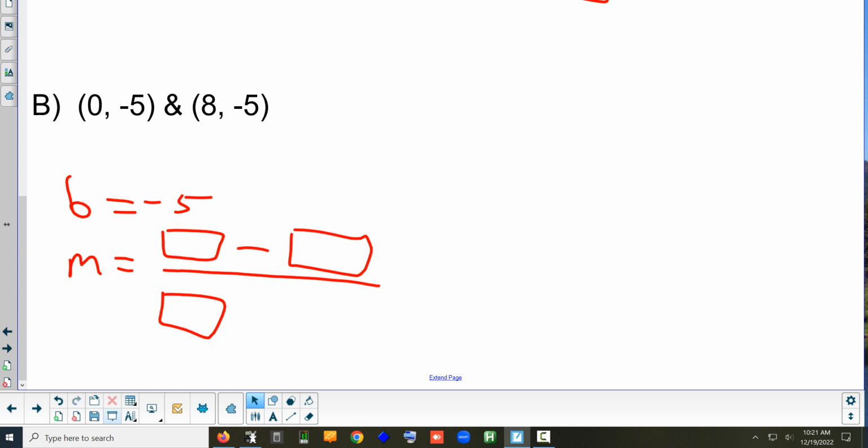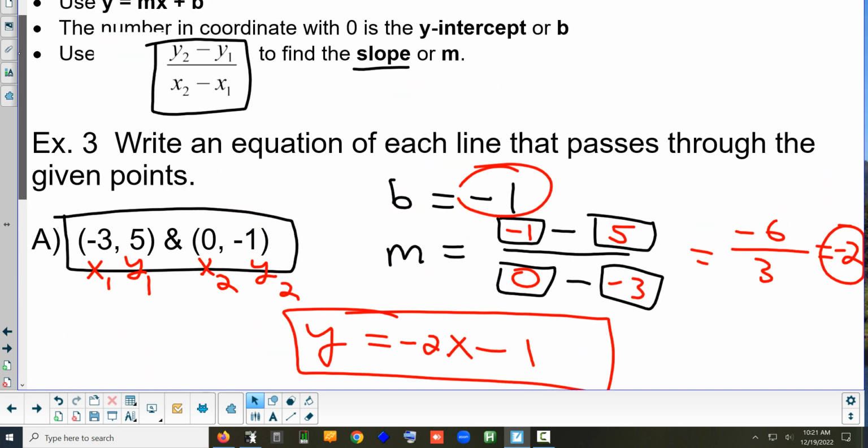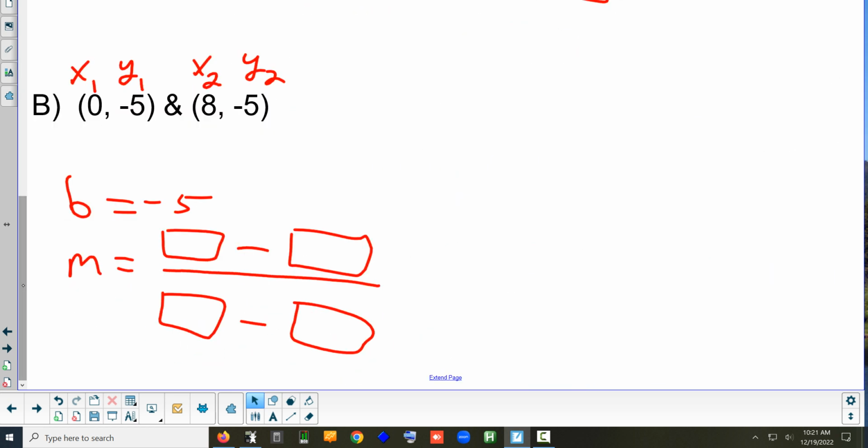And the slope, and I'll set this up. This would be my first x, my first y, second x, second y. And if you need the formula again, you can scroll right back up to it. y2 minus y1 over x2 minus x1.